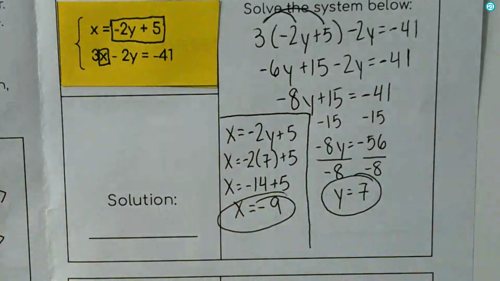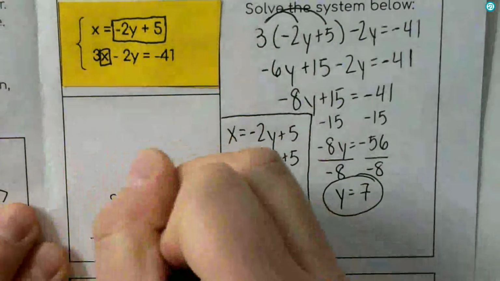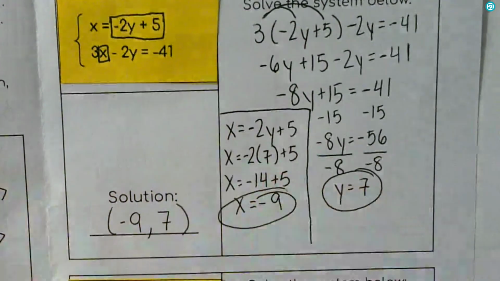And I can write my answer as an ordered pair. So x is negative 9. Y is 7.